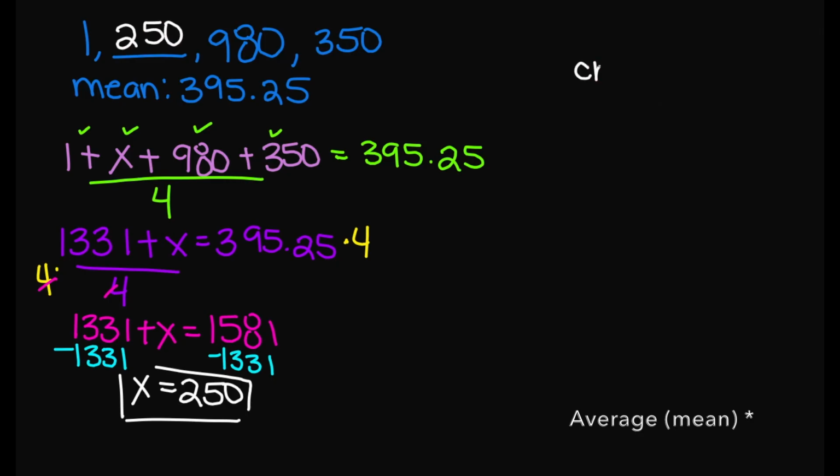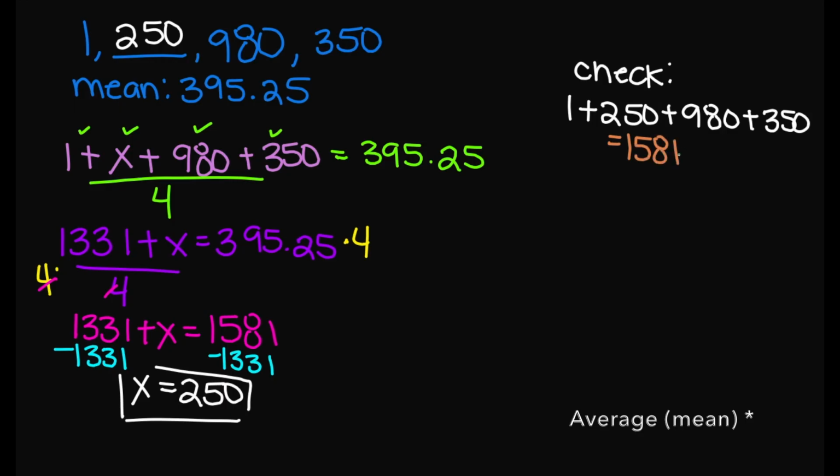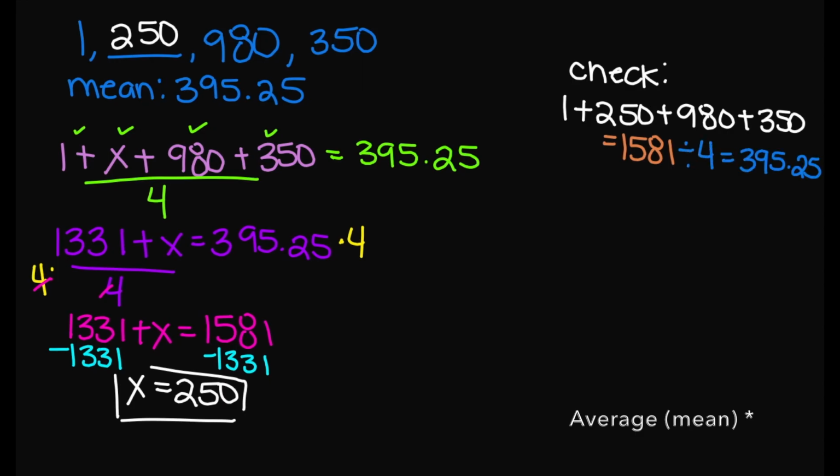Now let's check our work and our answer. So when I add all my values together, 1 plus 250 plus 980 plus 350, this is going to give us 1581. And when I divide 1581 by 4, which is the number of items I have, this is going to give me 395.25. So this is the same average that we received here. So that means my missing value of 250 is the correct answer.